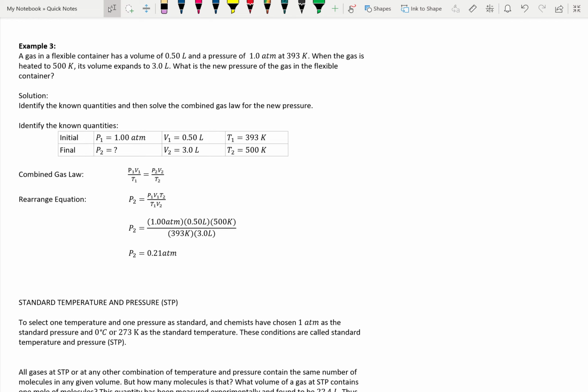So what are we missing? We're missing our final pressure, and that's what we need to calculate. So we have to get P2 alone. We'll rearrange our equation, and we get P2 is equal to P1 times V1 times T2 over T1 times V2. We'll plug in all the numbers. Liters cancel out. Kelvin cancels out. We're left with atmosphere. Pressure is in atmosphere. So our P2 is 0.21 atmospheres.